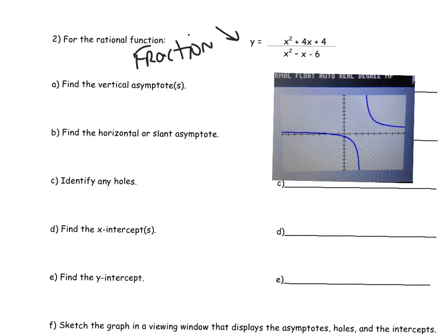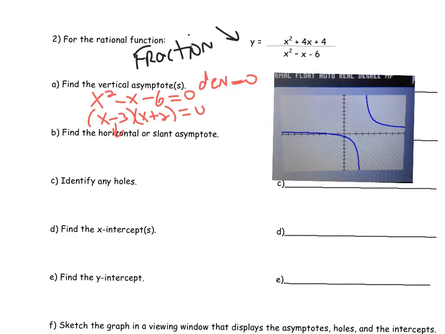So here's what the graph looks like in the standard view. The first step is to find the vertical asymptotes, the vertical problem areas of this particular function. The way you find vertical asymptotes is you set your denominator equal to 0 and you solve. So here you're going to have x^2 - x - 6 = 0, and we're going to solve by factoring. Here it factors into (x - 3)(x + 2).